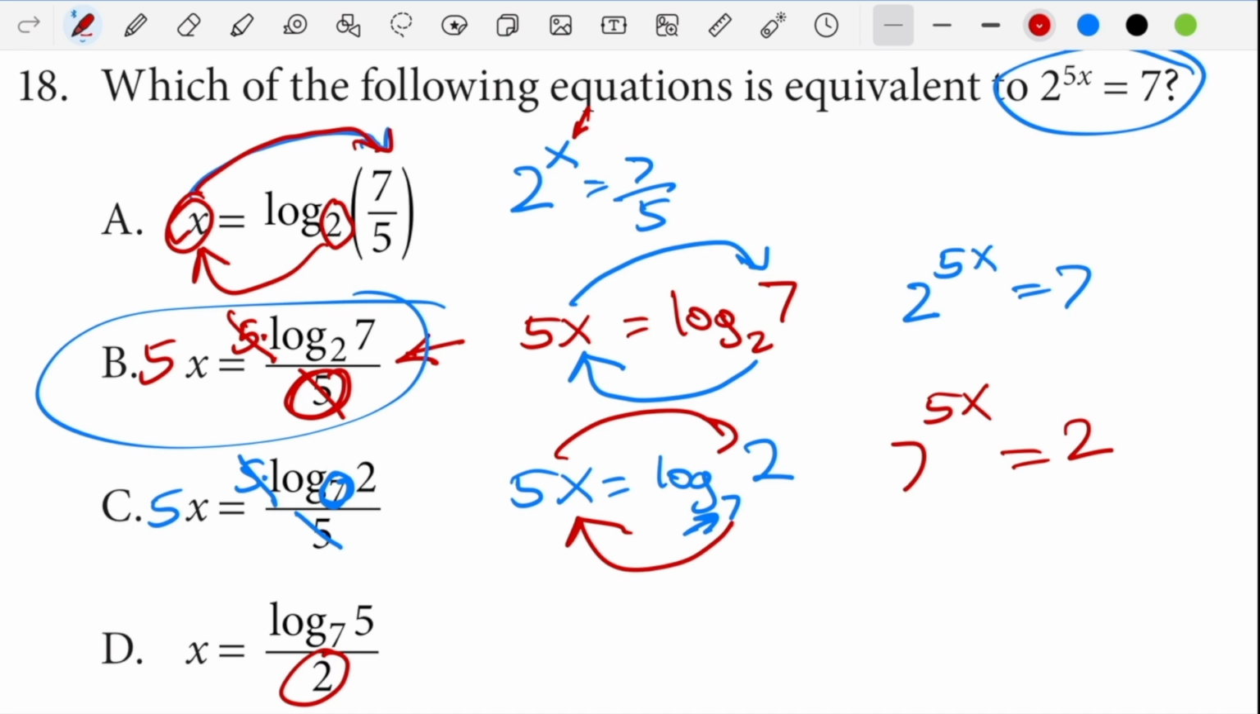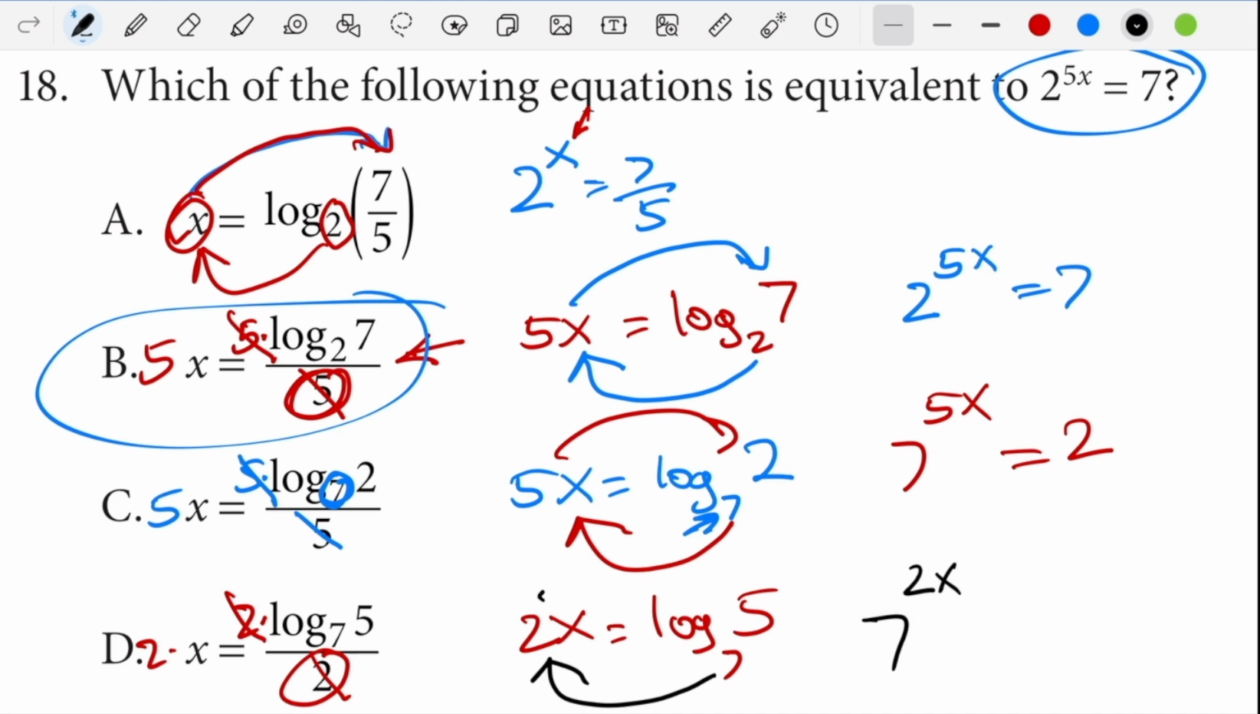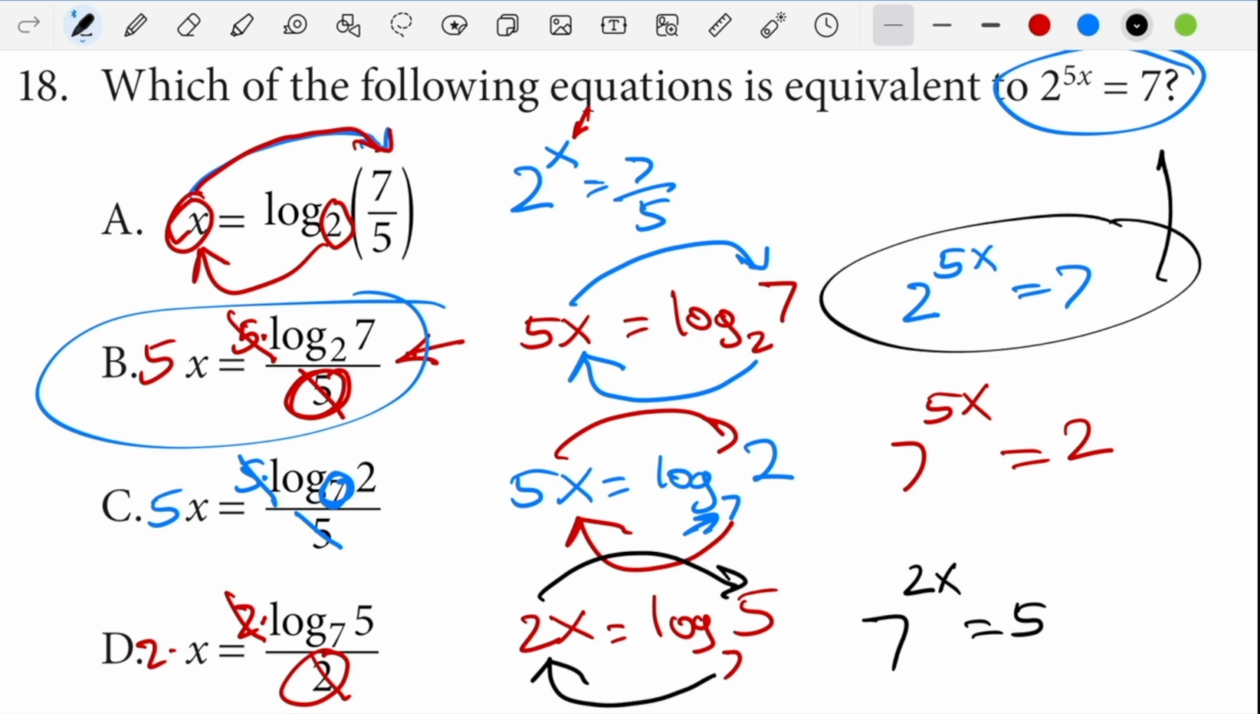Last one. I want to get rid of this, so times 2 on the top and on the other side. This 2 cancels this 2, and I have 2x equals log on base 7 of 5. Let's rewrite it. My base, 7 to the 2x, equals my argument. All right, as you can notice, there's only one. My answer is B. Let's go, 19.